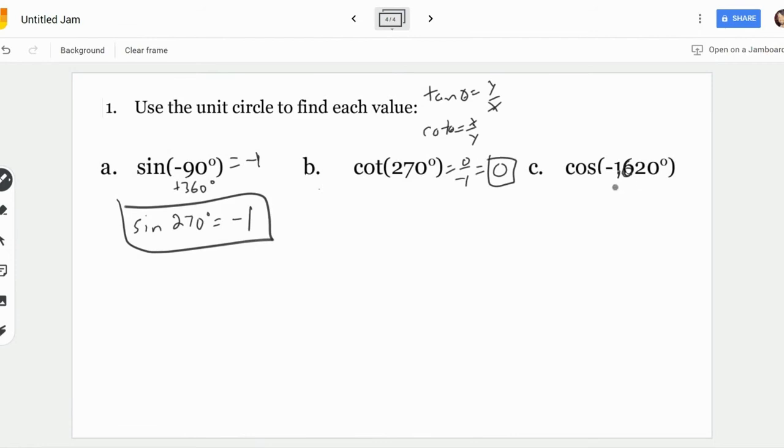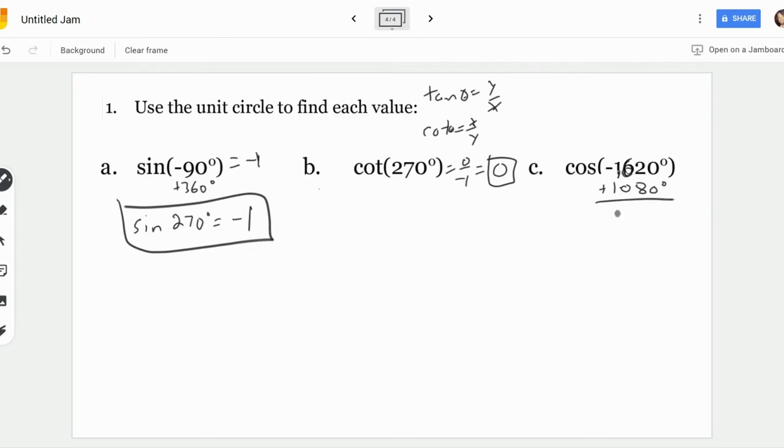Cosine of -1620. Suffice it to say, I'm not messing around with that angle, but I do need to know where that is on the unit circle. So just take -1620 and start adding 360 to it as many times as you need to. For instance, I know that 360 times 3 is 1080. I know this isn't going to be enough, but just for the sake of an experiment, I'm adding 1080 to it. That's 3 full rotations: 360, 360, and 360.